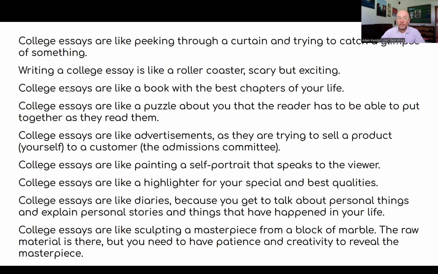This third one, college essays are like a book with the best chapters of your life. I like that because it's true. It's about the best parts of yourself. This is an exercise in sharing the best parts of yourself. All of us have flaws, and this is not a chance to air out your flaws. Sometimes students think I should overshare about mistakes I've made. Unless you're sharing it because they've really helped you to grow and change and learn something, then yes, share them.